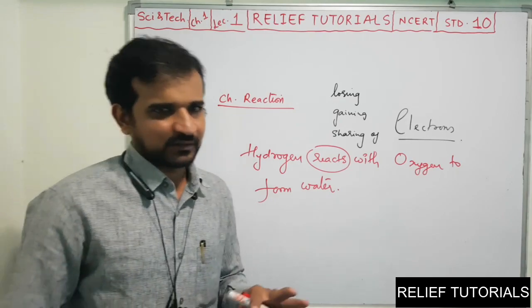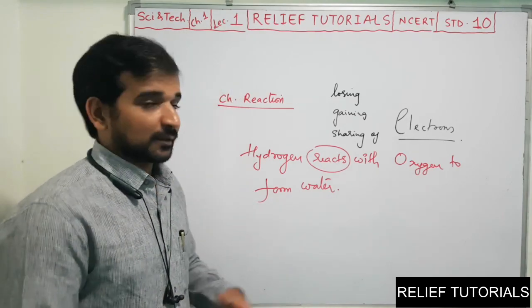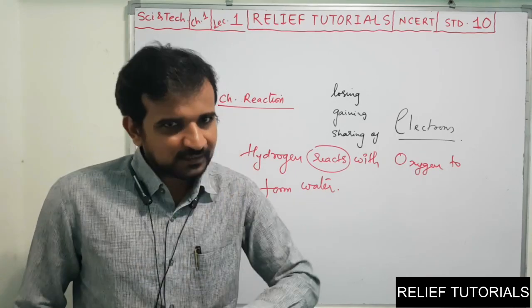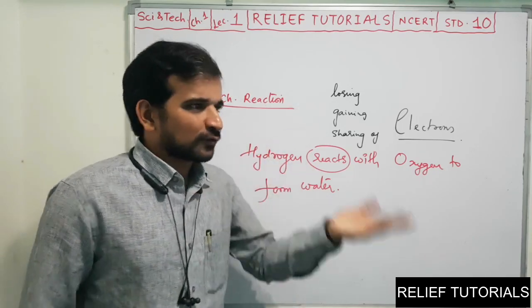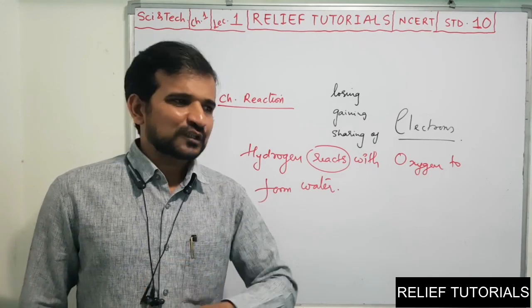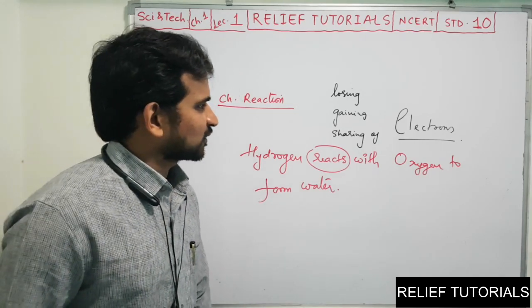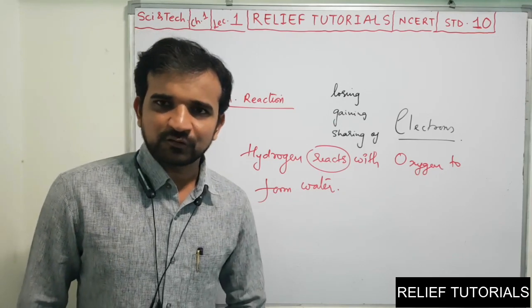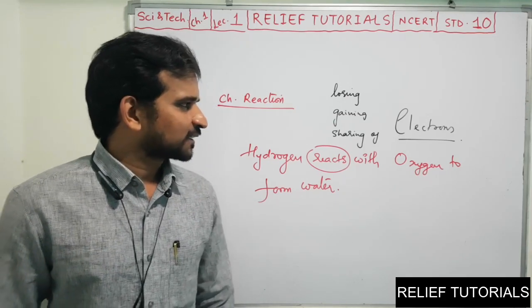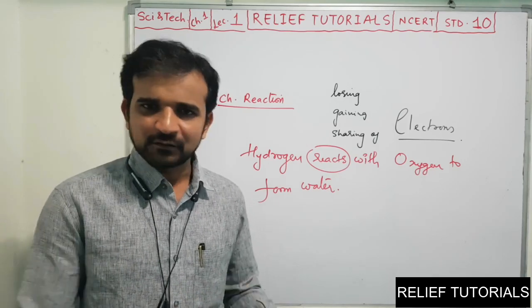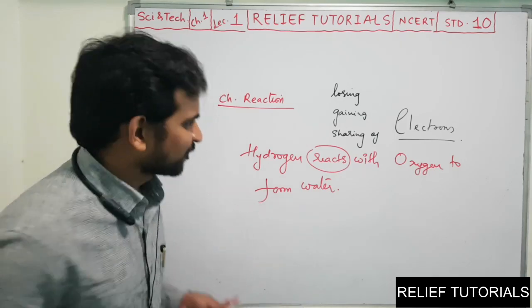Nothing new in the chemical reaction. The word is heavy, chemical reaction, but the process is quite simple to understand. For example, one of the substances is losing its outermost orbit electron, or sometimes one of the substances is gaining some electrons from the other. Some substances are sharing the electrons with each other. So this process of sharing, losing, gaining of electrons is simply called a chemical reaction.